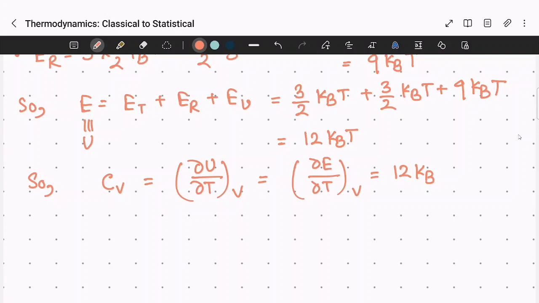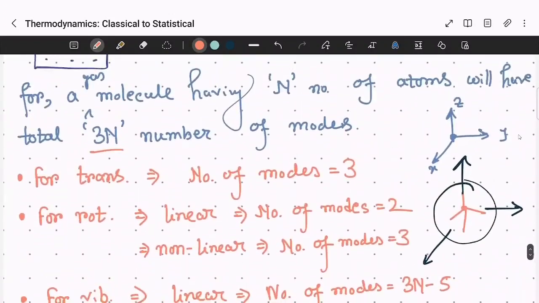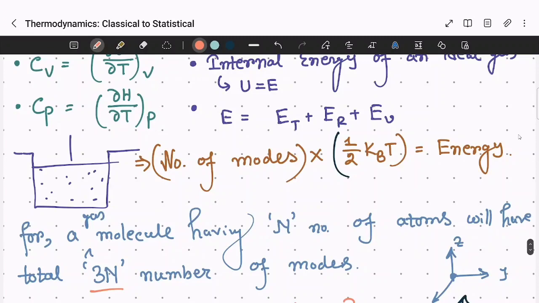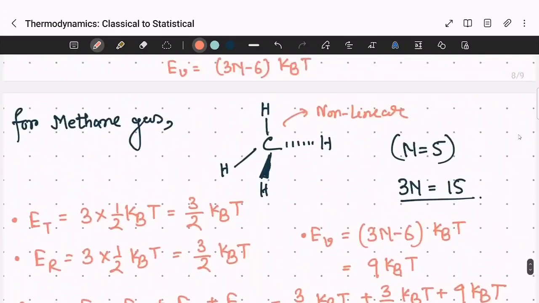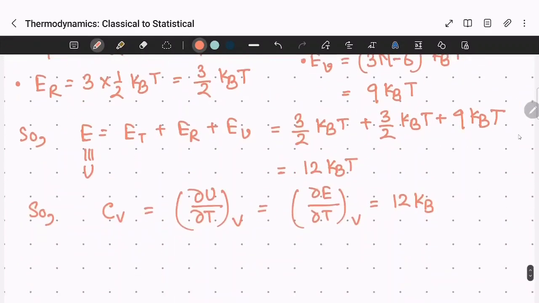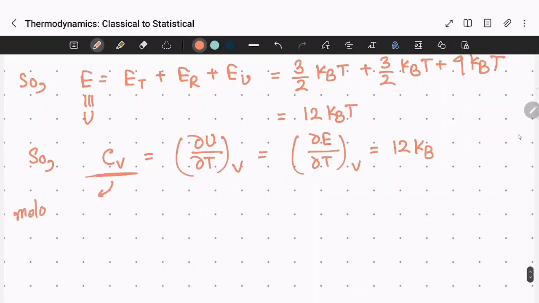Okay, but there is a thing. These energies are for only one molecule. But we have to consider Cv, which is the molar heat capacity. That means we have to consider NA number of molecules. We can think like that.